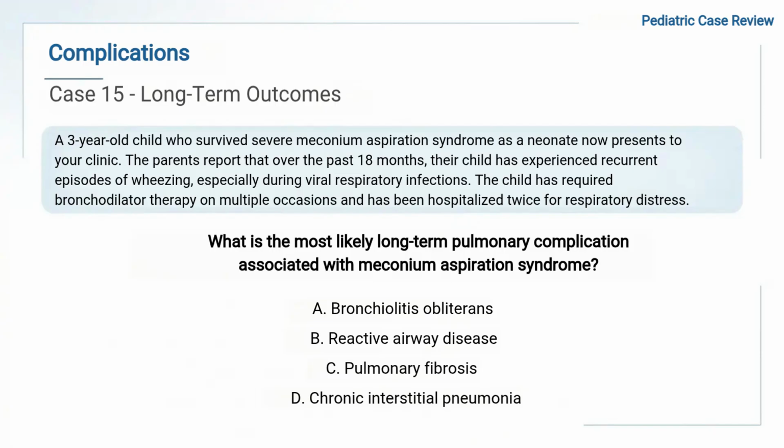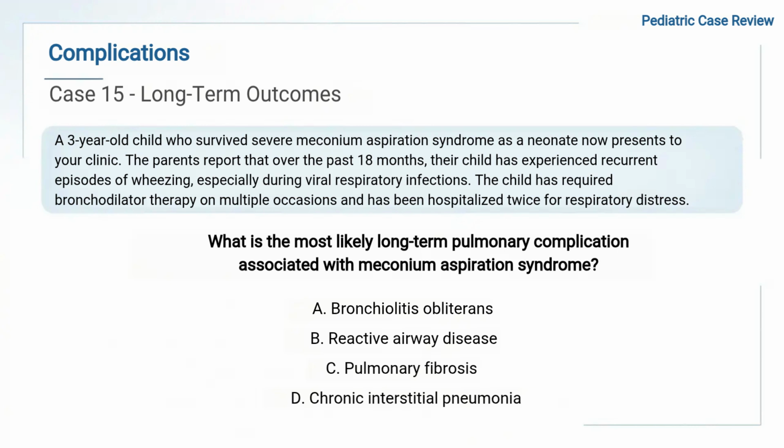Case 15. Long-term outcomes. A 3-year-old child who survived severe Meconium Aspiration Syndrome as a neonate now presents to your clinic. The parents report that over the past 18 months, their child has experienced recurrent episodes of wheezing, especially during viral respiratory infections. The child has required bronchodilator therapy on multiple occasions and has been hospitalized twice for respiratory distress. What is the most likely long-term pulmonary complication associated with Meconium Aspiration Syndrome?